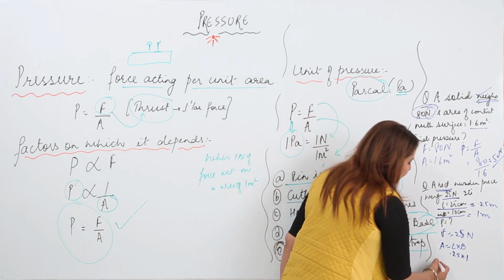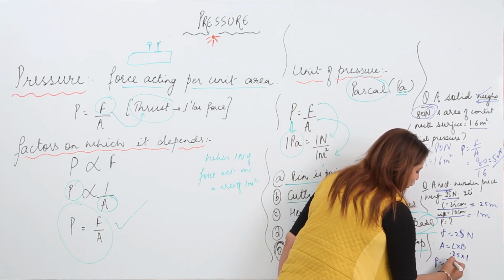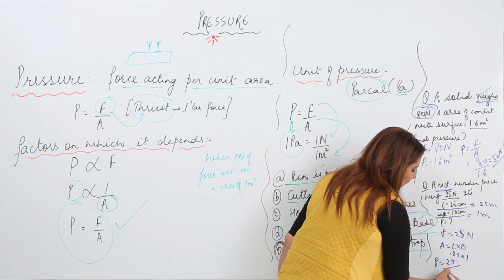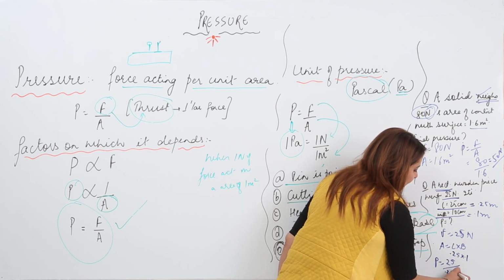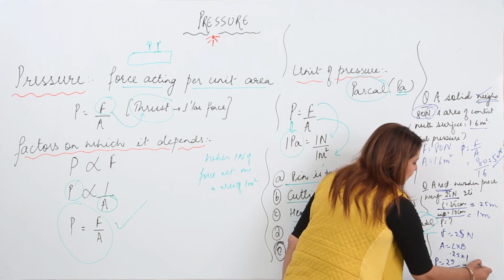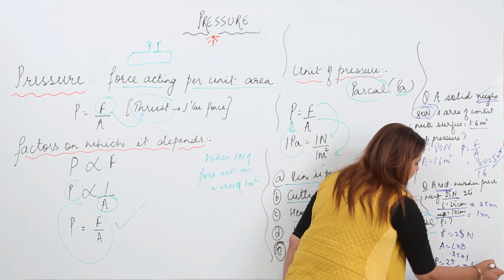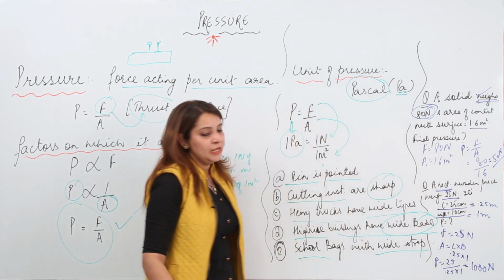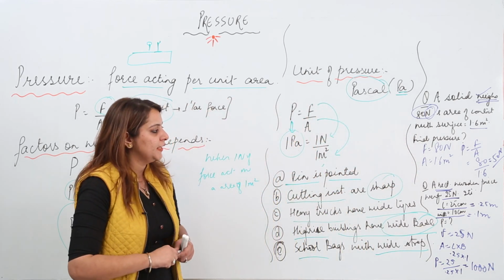Now I need to find the pressure. So pressure is force, that is 25, upon area, which is 0.25 into 0.1. If you solve for it, you will get an answer equal to 1000 Newton per meter square. This is how you are going to do numericals based on the pressure.